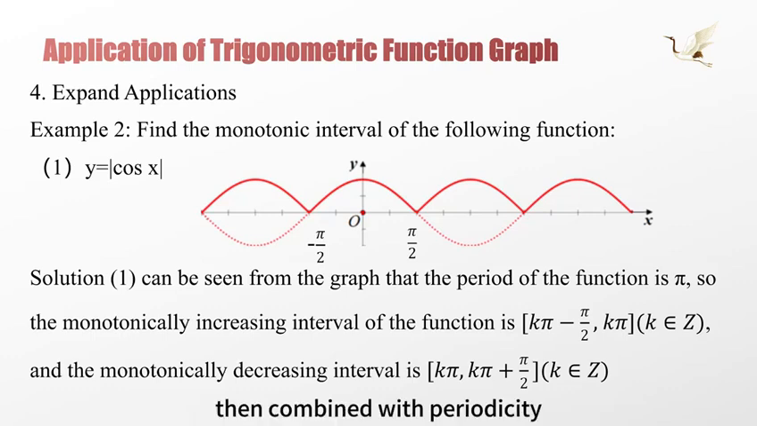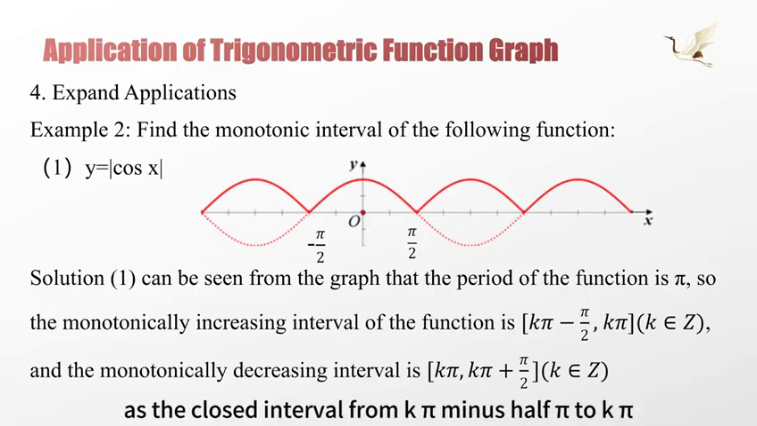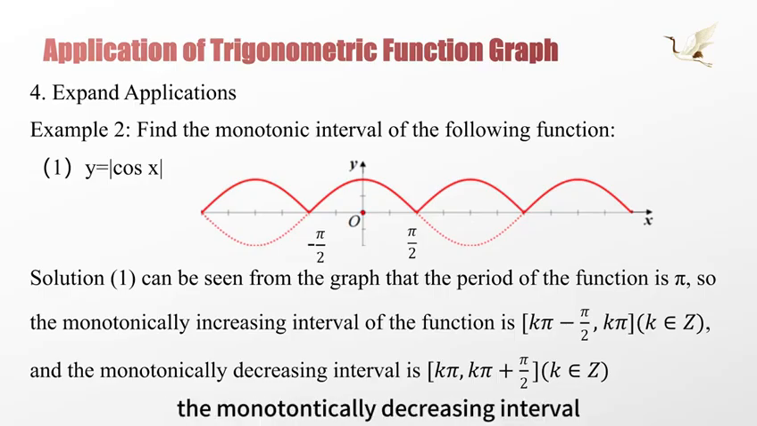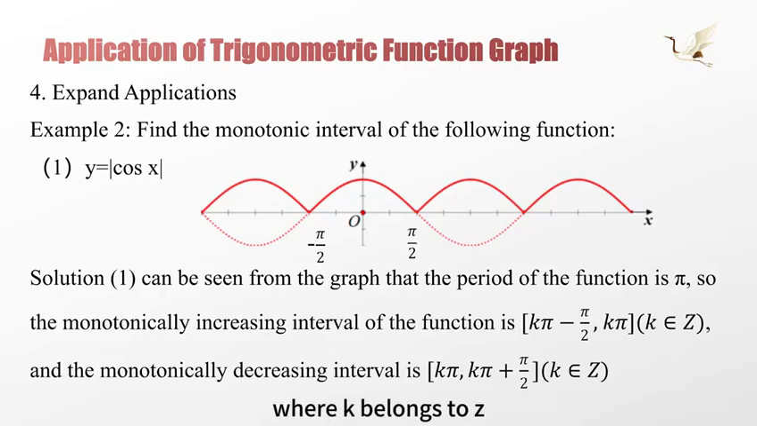Then, combined with periodicity, we obtain the monotonically increasing interval as the closed interval from k pi minus ½ pi to k pi, where k belongs to Z. The monotonically decreasing interval is the closed interval from k pi to k pi plus ½ pi, where k belongs to Z.